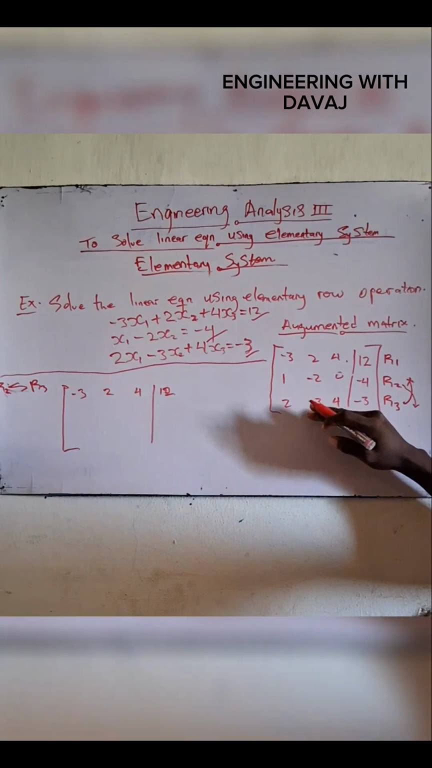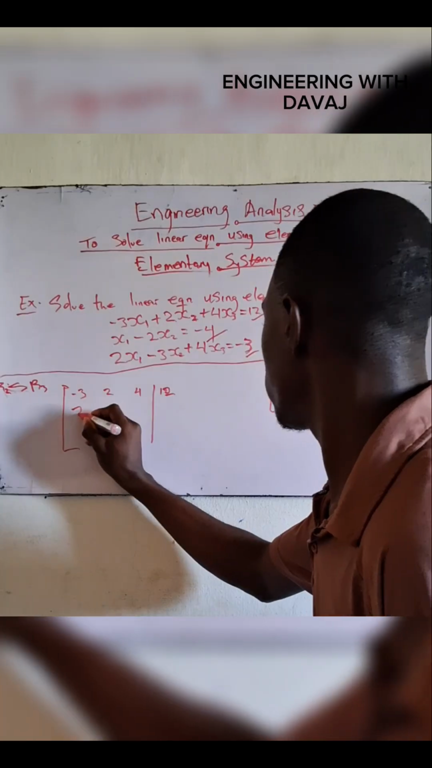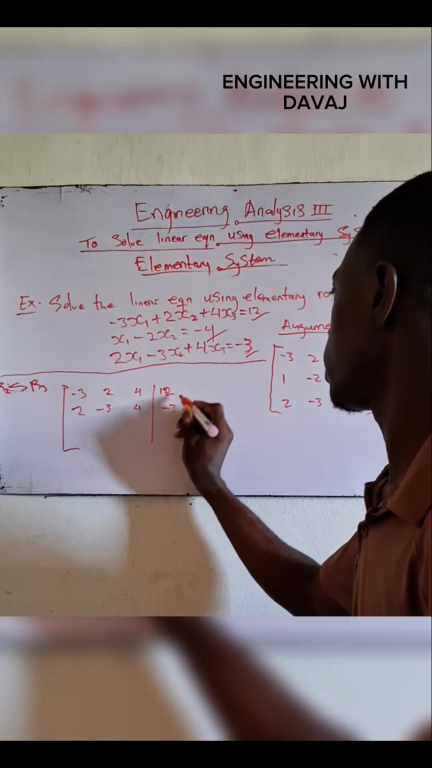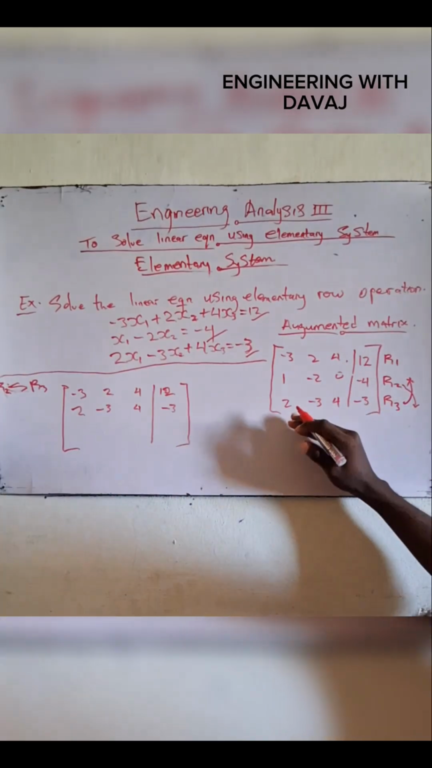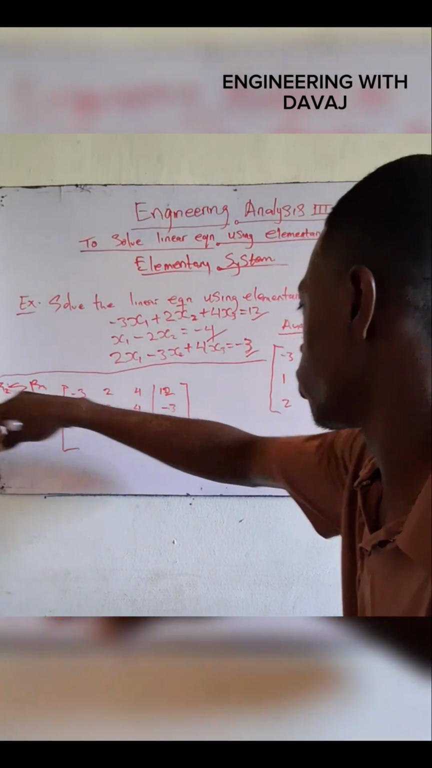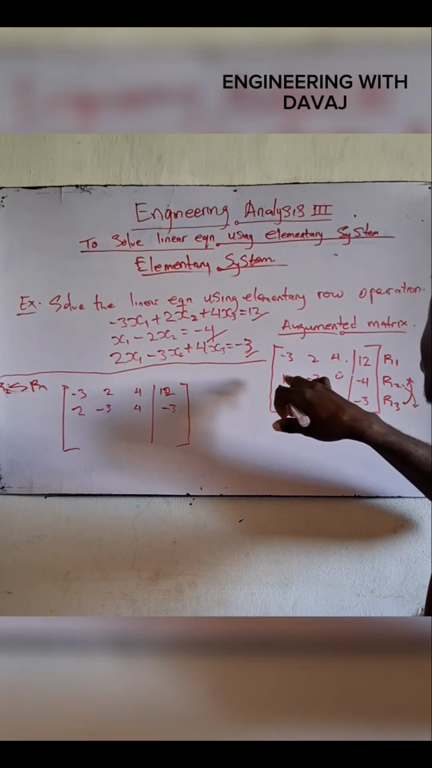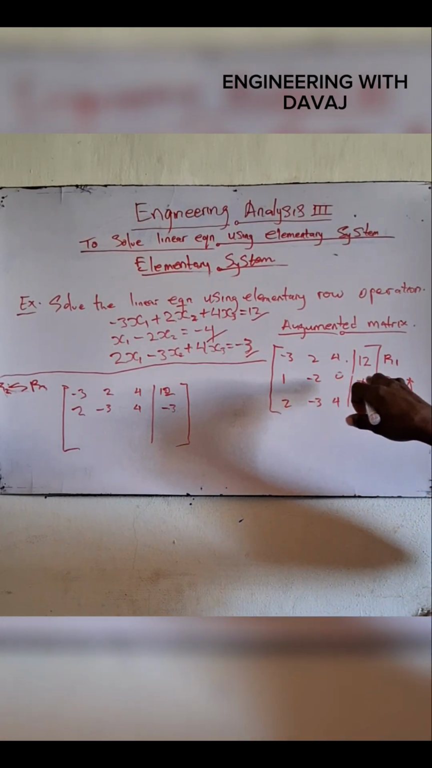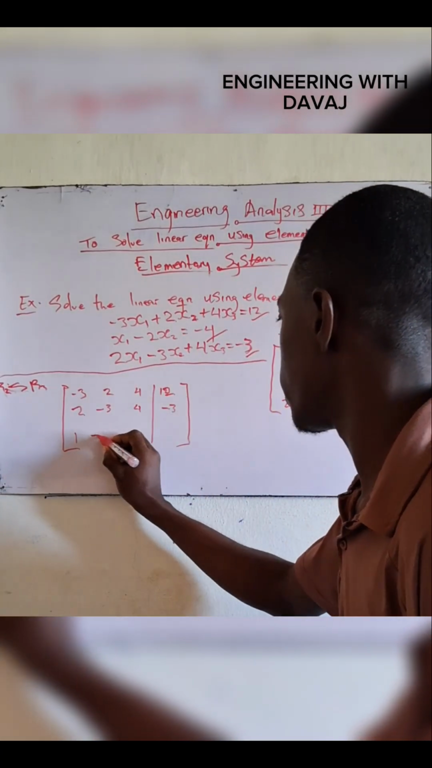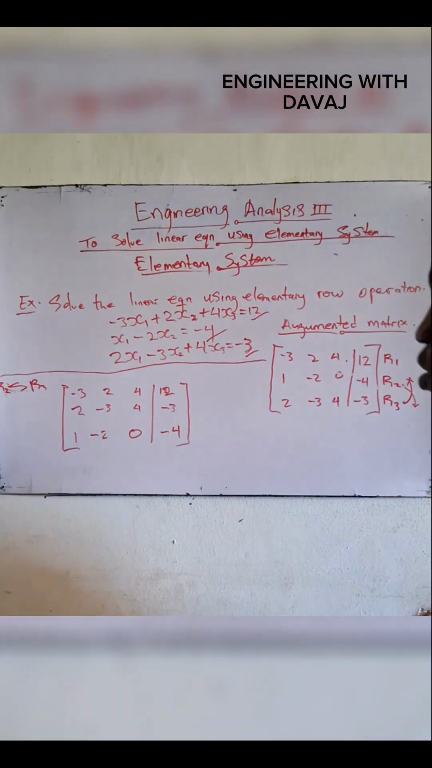And I said I want to interchange this. So I'm going to write all of this to be my row 2. So it's going to be 2, minus 3, 4, and minus 3 here. I'll close this, and I have my row 2. I said I want to make my row 2 to be my row 3 and my row 3 to be my row 2. So my 1, minus 2, 0, and minus 4 should be my row 3. So I have 1, minus 2, 0, and minus 4. So I'm done with that.